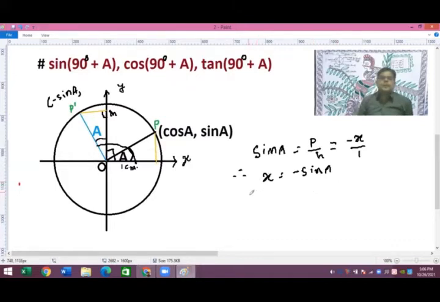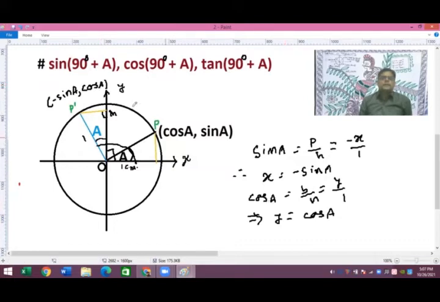Let me check for the y coordinate. cos A equals base by hypotenuse, and the base for this triangle is along the positive y-axis, so you can write y, and H is again the radius of the same unit circle, which is 1, so you can write 1. So we have got the y coordinate as cos A. Now let's see what happens when you apply 90 degrees plus.